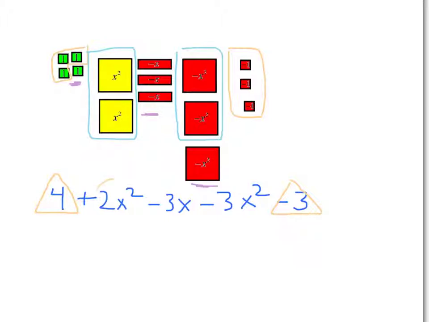I'll put ovals around these 2x squareds and this negative 3x squared, and then I don't have anything else for this, so I'll just use a rectangle around that. So the 4 and the negative 3, as we said above, make positive 1, and the 2x squared and the negative 3x, there's one more negative x squared, that's that one right there, so that's minus x squared.